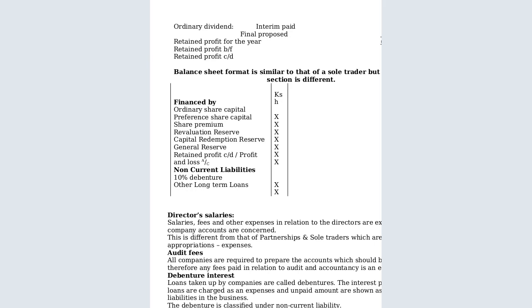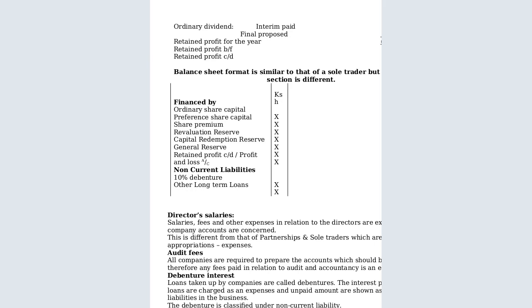So I was saying, for the balance sheet, thank you for confirming, the format is the same, but in that section of finance, we are used to having capital, but now for a company, we have share capital. So in this section, what do we have? We have ordinary shares, the valuation reserve, which we are going to discuss down there, and another one referred to as the capital redemption reserve, which we are also going to discuss down there. Then you have the general reserve. You can see all those are reserves.